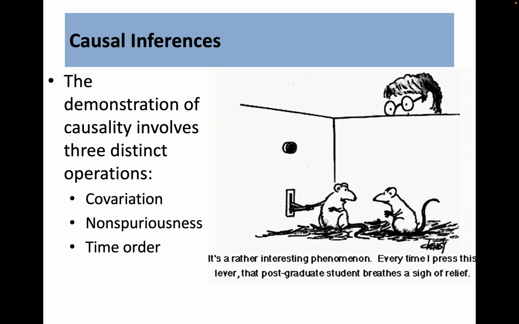The demonstration of causality involves three distinct operations: covariation, non-spuriousness, and time order. It's a rather interesting phenomenon. Every time I press this lever, the postgraduate student breathes a sigh of relief.